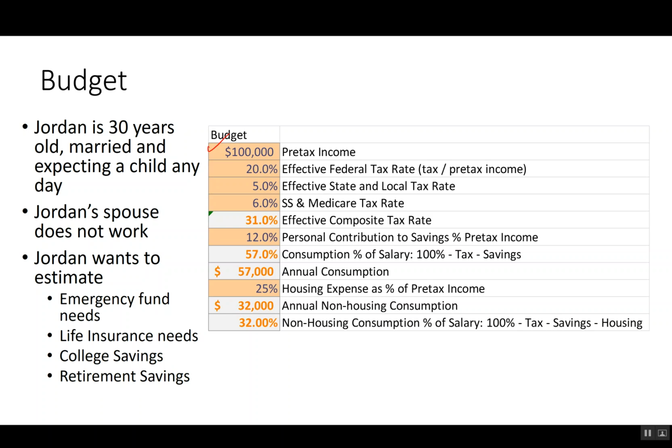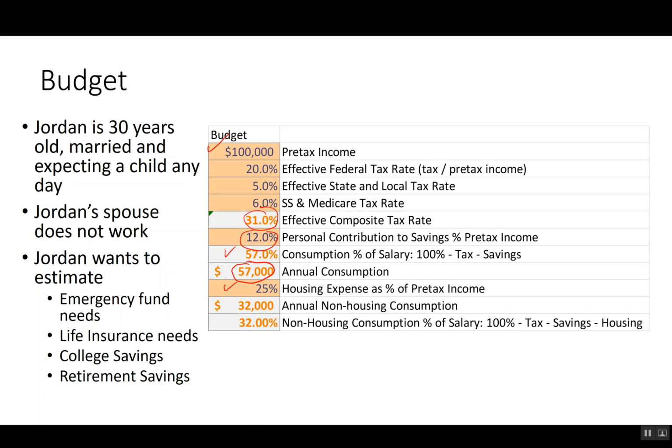Jordan makes $100,000 a year, pays 31% in total taxes, saves 12% of their income, so that's 43% of their income that goes to either savings or taxes. So that leaves 57% of her salary that is actually consumed, when you think about disposable income or consumption. And that means $57,000 is actually consumed.